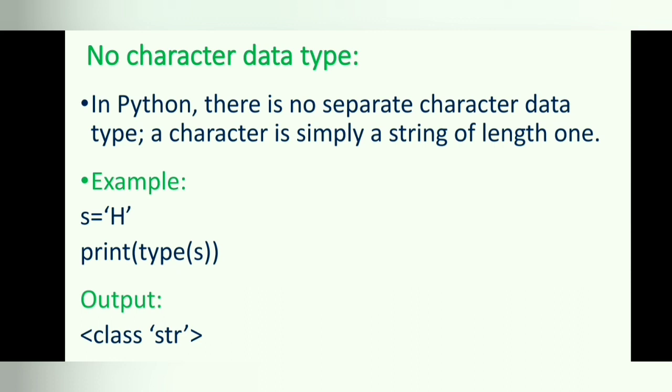In Python, there is no separate character data type like in other languages such as C, C++ or Java. In Python, a character is simply a string of length 1.